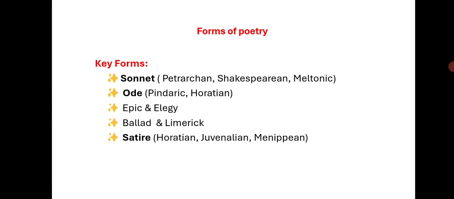Ode is a poem that praises a person or event. Epic is a long poem about a heroic person. Elegy, it is about the loss of someone or something. Free verse and blank verse, there is no fixed rhyme for this kind of poetry. Ballad, it narrates a story in the form of poetry. Satire, it is a poem that often mocks humorously. Horatian, Juvenalian, and Menippean are the kinds of satire.